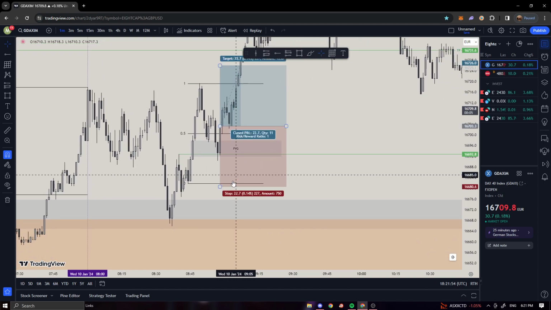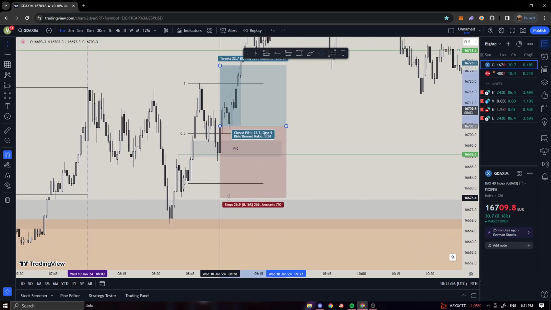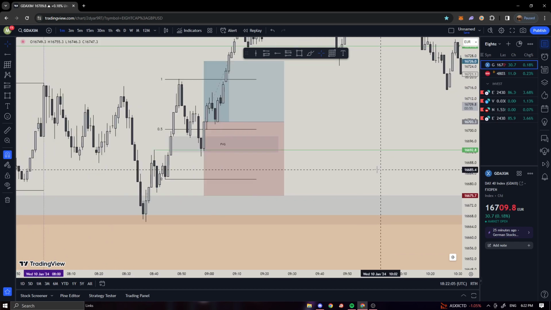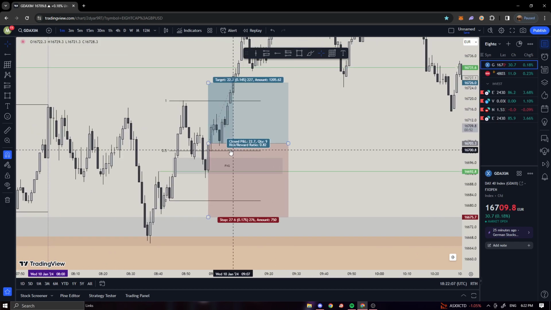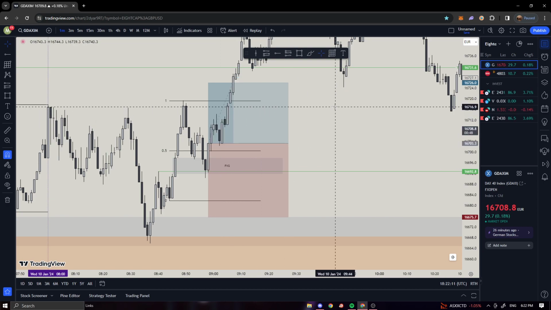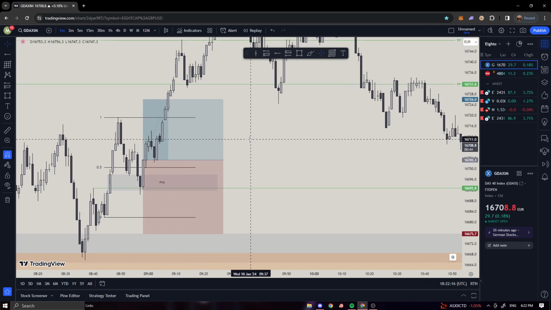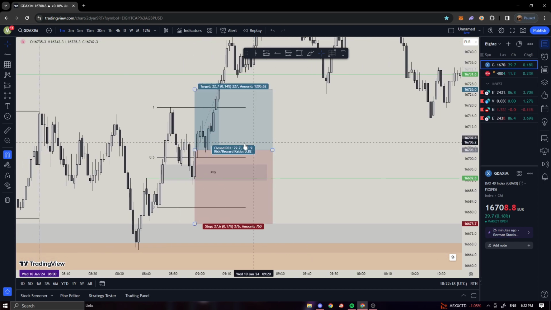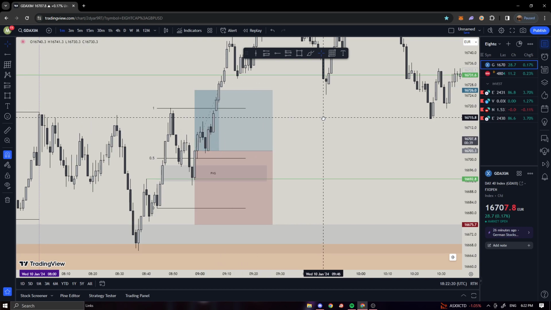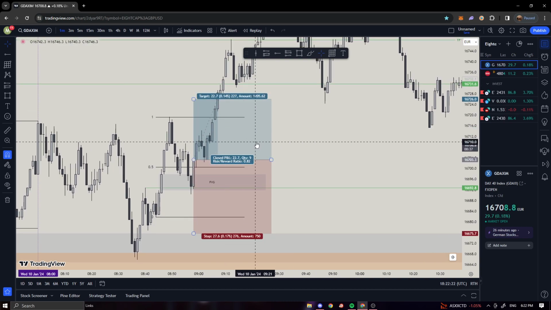Entry down here, stop loss was under this low, I'm pretty sure. Yeah, under this low. So like around there. So say price didn't go the way I wanted to over here. Wait, did I enter over here? Oof. Need to remember. Give me a second. Yeah, I did enter over here.